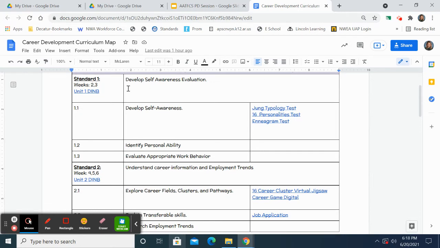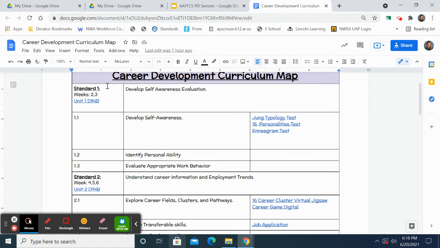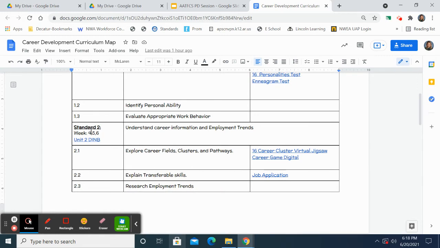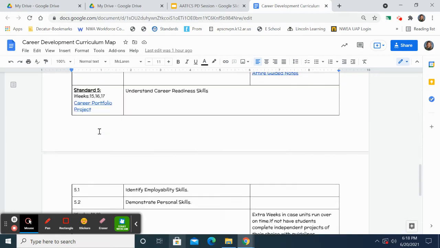Now, for each unit, I also have what weeks I plan on teaching that unit. So you can see standard 1, I have weeks 2 and 3. Standard 2, I have weeks 4, 5, and 6. So on and so forth.